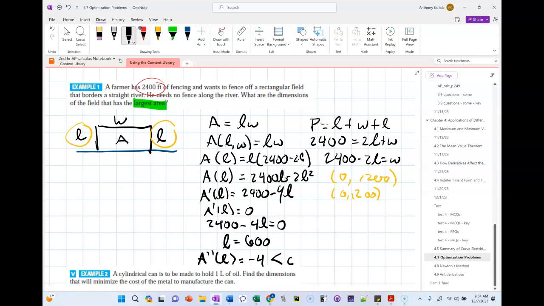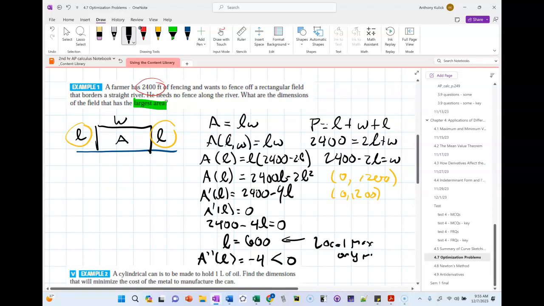Guess what? The second derivative is always negative. So what does that tell us? It's a max. It's a local max. And in fact, since it's the only maximum, that would tell us it's also the absolute max. That tells us it's a max because it's always concave down.